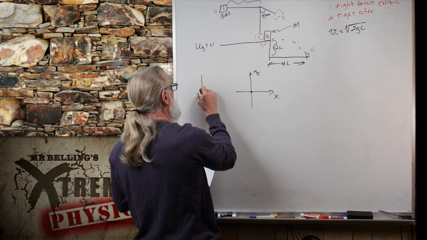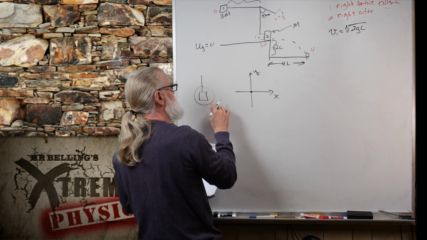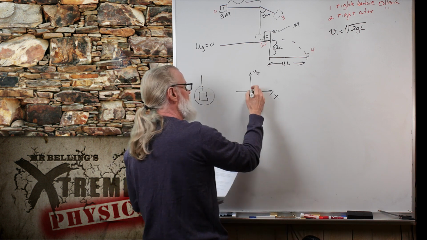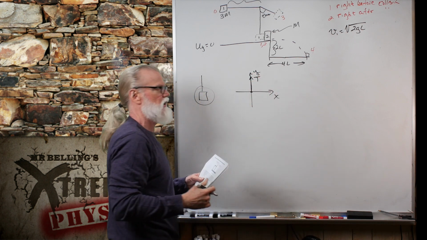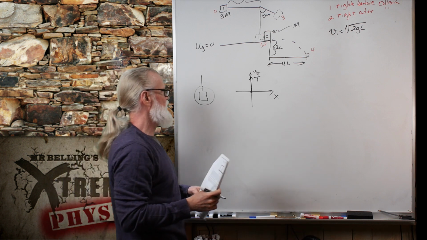I got my thing. Here's my block. I'm going to circle the object of interest. There's only one thing in contact with it, and that is a string, and that's applying a tension force. I'm going to call that T, and it also has weight.